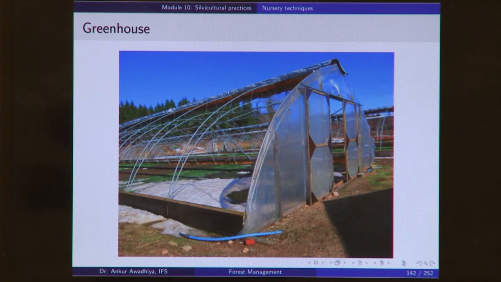Now, in certain nurseries, we also need to make use of greenhouses. A greenhouse is a structure in which the climate gets controlled. You have plastic or glass sheets that are able to capture the sunlight and keep the inside much warmer than the surroundings. So, we typically use greenhouses in colder areas.